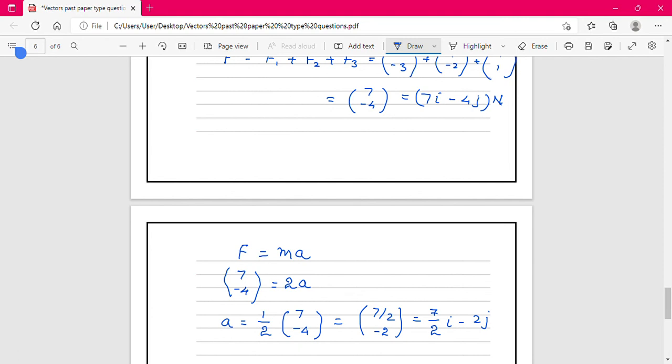So these are some past paper type questions on vectors. We'll solve a few more questions on the same topic in the next few classes. Okay, so go through these concepts.